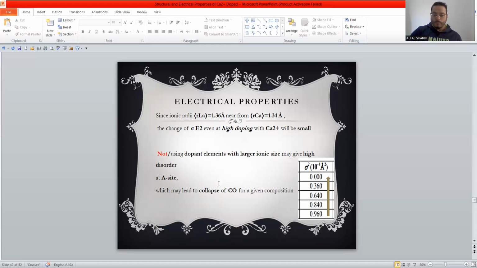Note, using a doping element with larger ionic size may give high disorder at the A site, which may lead to collapse, to damage of the charge ordering for this composition.